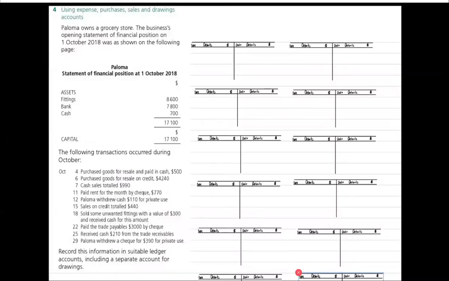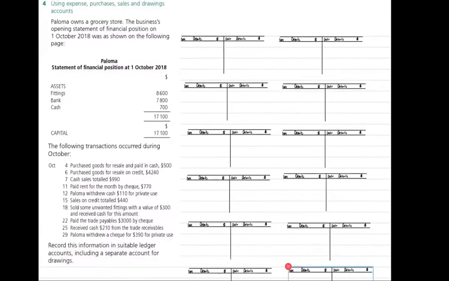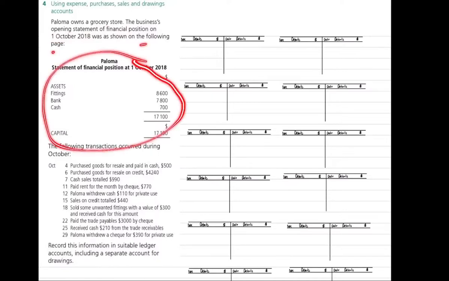So if we look at question number 4, using expense purchases, sales, and drawings account, Paloma owns a grocery store. The business's opening statement of financial position on the 1st of October 2018 was as shown on the following page. So all of these are the opening balance. As we record this, we need to record them as balance brought down.